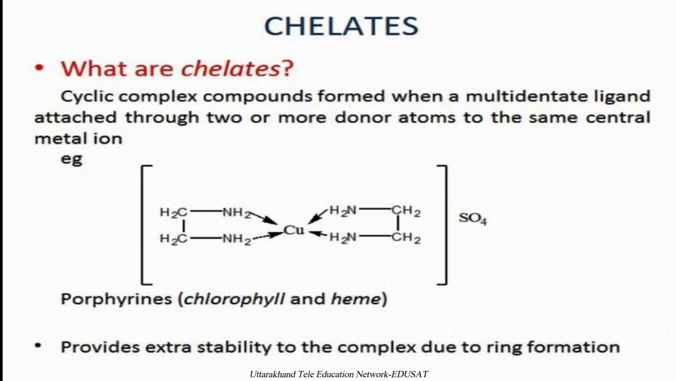In nature, we also have some examples of chelates. For example, porphyrins. Porphyrin is another good example of chelate formation. We have chlorophyll and the heme group. Heme group in our hemoglobin that forms our blood. It provides extra stability to the complex due to its ring formation. As we all know, the ring formed during this complex formation is more stable than with monodentate or bidentate ligands.